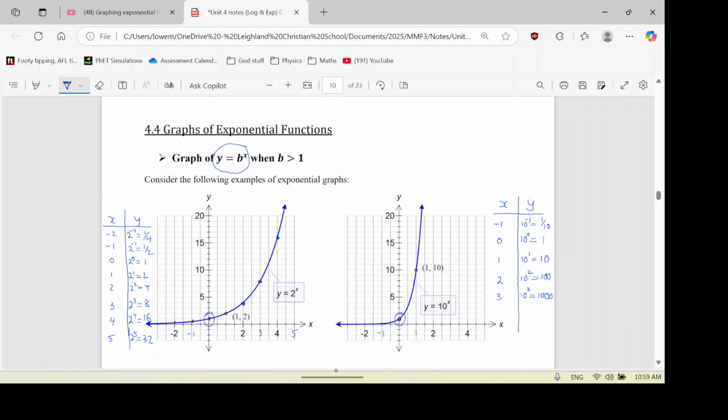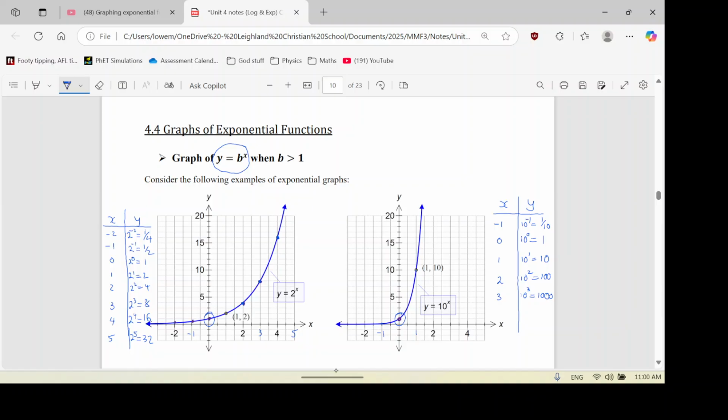It's not going to be 1 when we introduce transformations, however, but for this basic graph, it will always be at 1. And a key easy point on there is always going to be when our x value is 1, our y value will be whatever our base is. Because our x value is 1, if our base is 2, then y will be 2 to the power of 1 or 2, and in this case 10 to the power of 1 or 10.